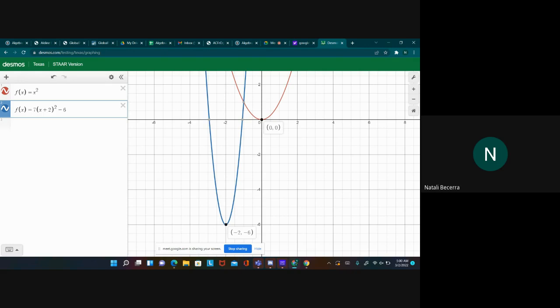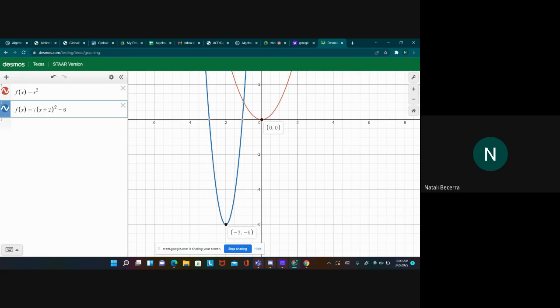If it moves to the left or to the right, that means that the x-axis is being affected. So let's look at the x values right here. The origin is at 0, and if it moves 2 to the left, that means it's going to be -2, right? Is it -2? Yes, it is.